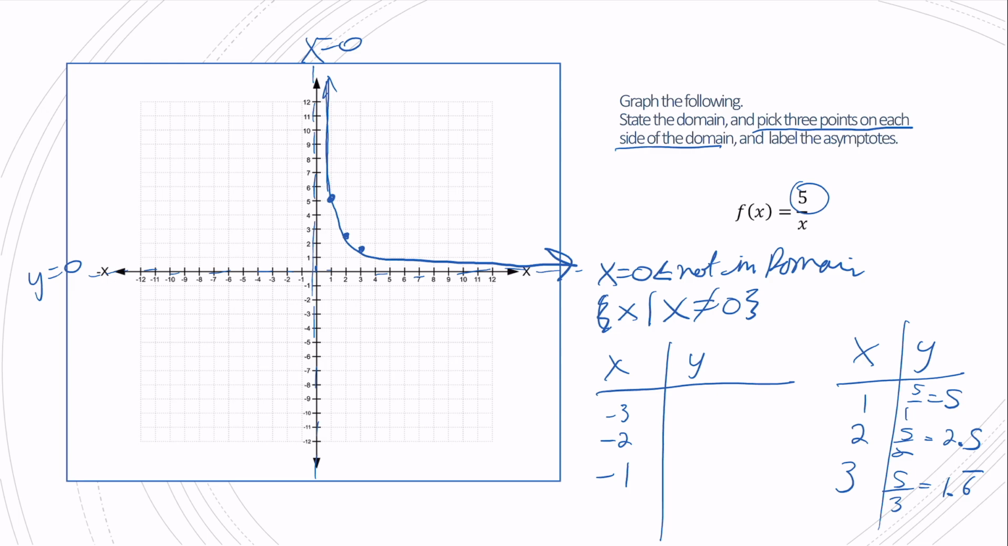Next, on the other side, I've got 5 over negative 3. That's negative 1.6. 5 over negative 2, that's negative 2.5. Notice the symmetry here. 5 over negative 1, that's negative 5. So I can label these points again, negative 5, negative 2.5, and it's going to look like this. It's changing directions. So this would be a graph of this function, right? We're plugging in x values to get out y values and plotting those points.